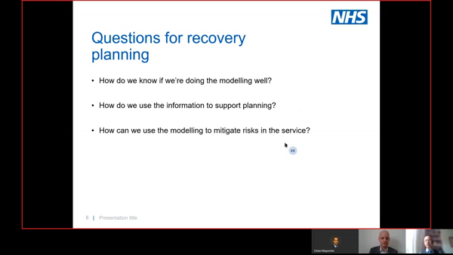Secondly, how can we use the information from the model to support our planning? So we've got this data about the potential gaps between capacity and required demand. How does that actually filter in to our service planning?